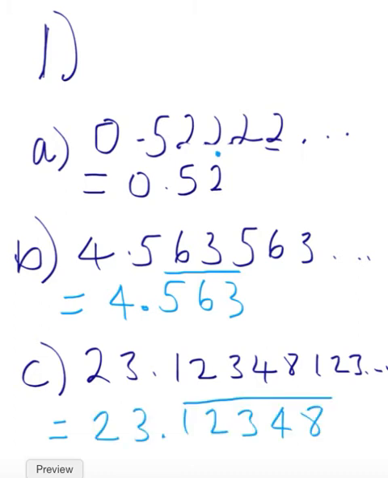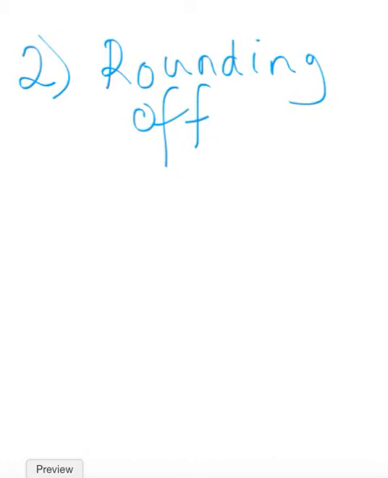So all of these decimals were rational, which is the opposite to irrational. If there was no pattern and the decimal went on forever, we'll just say the decimal is irrational and there is no pattern. Now with the next question, we have to round off.